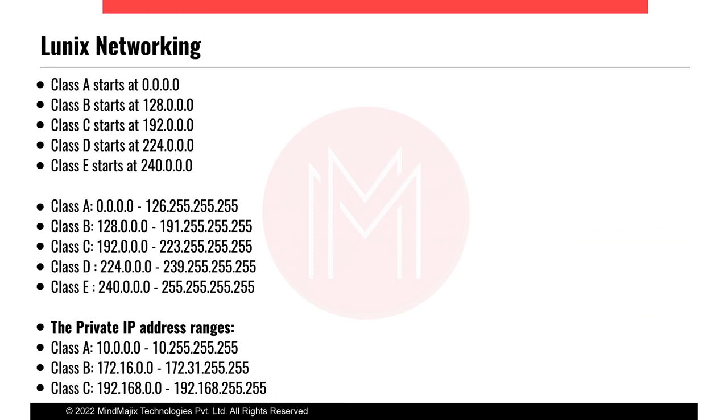Class A starts from 0.0.0.0. Class B starts from 128.0.0.0. Class C starts from 192.0.0.0. Class D starts from 224.0.0.0. And class E starts from 240.0.0.0. I have already mentioned that we practically use classes A, B, and C. Class D is used for multicasting and similar purposes. Class E is purely used for research purposes only. In practical use, we only use three classes: class A, class B, and class C.